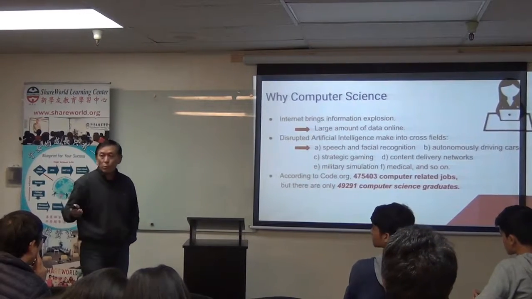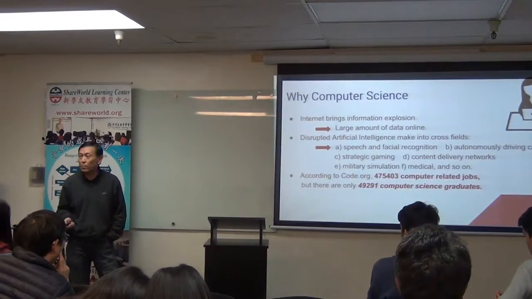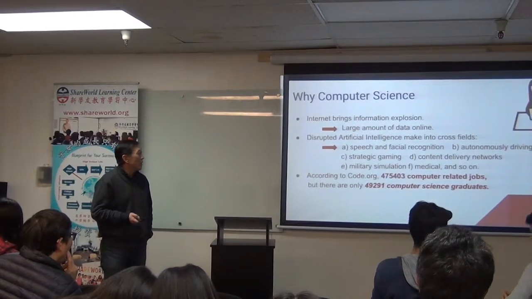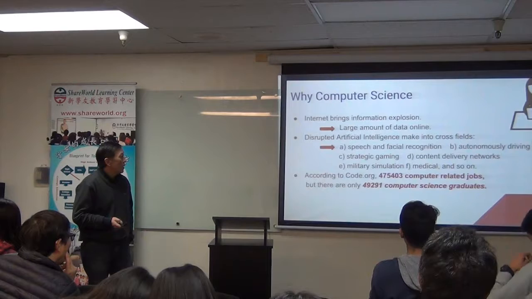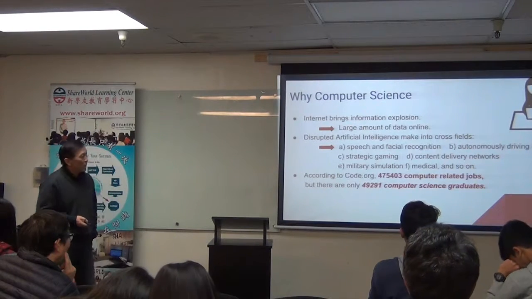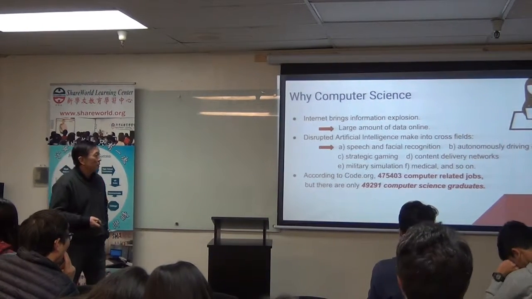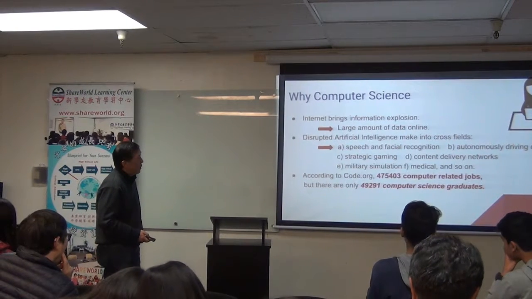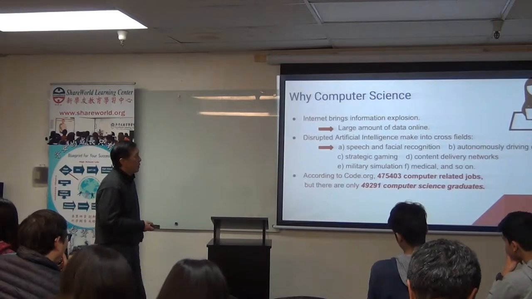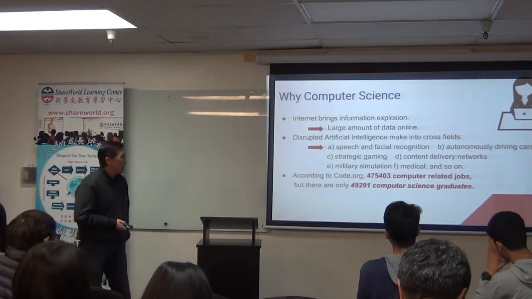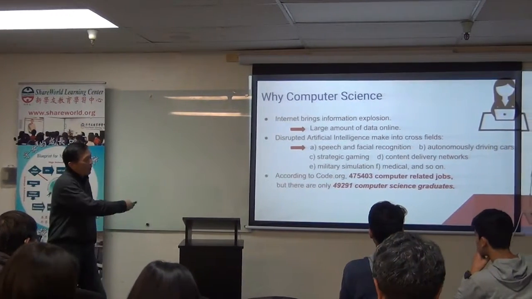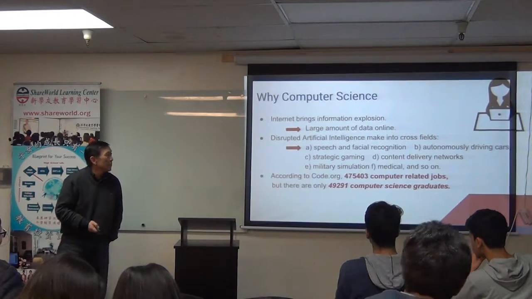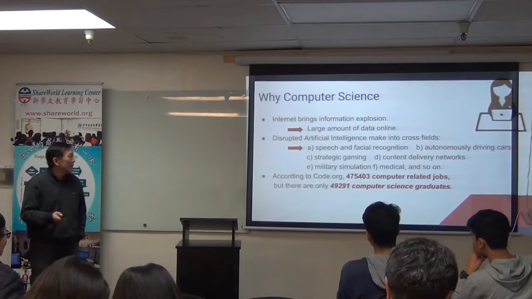And in gaming, we also hear about AlphaGo, right? It beat the world champion, right? That's from Google, and also from one place that I find interesting. There were 4,700,000 computer-related jobs, but every year we only have so many computer science major graduates. Okay, next slide.